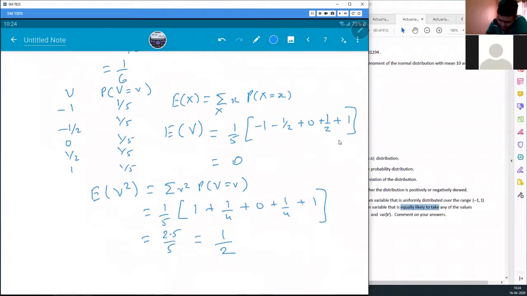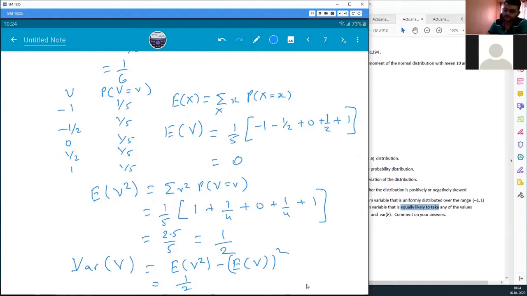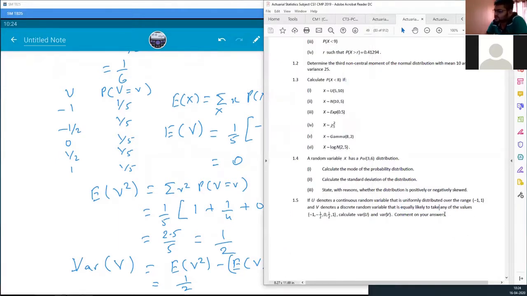So our variance of v will be expected value of v square minus expected value of v whole square. That would be again half. So the variance of our first was 1 by 6, and the variance of our second is 1 by 2. We have been asked to comment on our answer. Now, statistics-wise, we just have to comment on what we observe here.